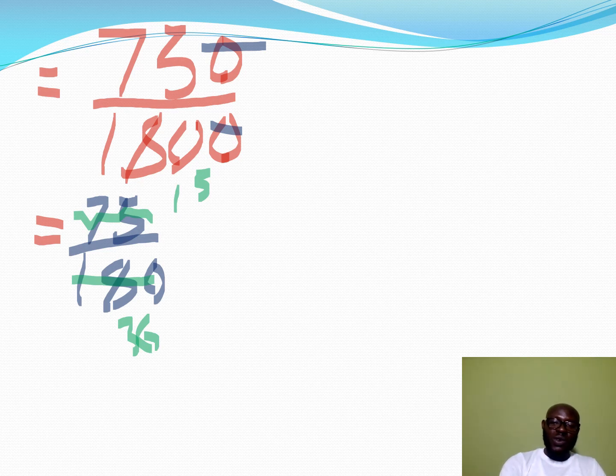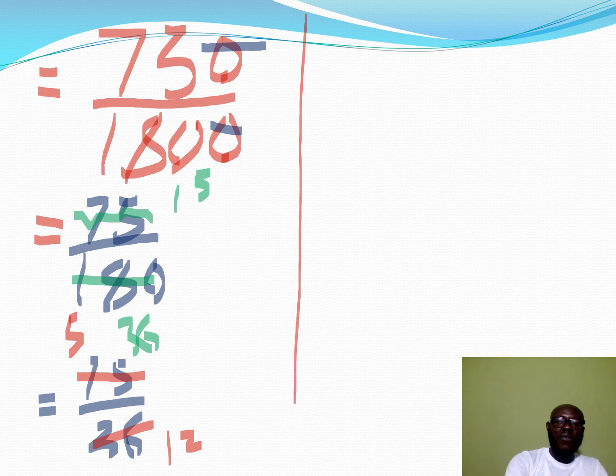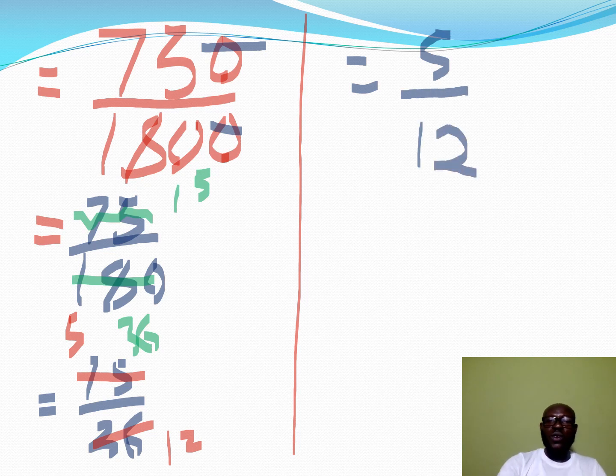Good. We can still go ahead and simplify this. So you will have 15 out of 36. Good. So we say that 3 goes here, 5, 3 goes here, 12. So our fraction will give us 5 out of 12. Good. So the fraction that represents year 1 is 5 out of 12.